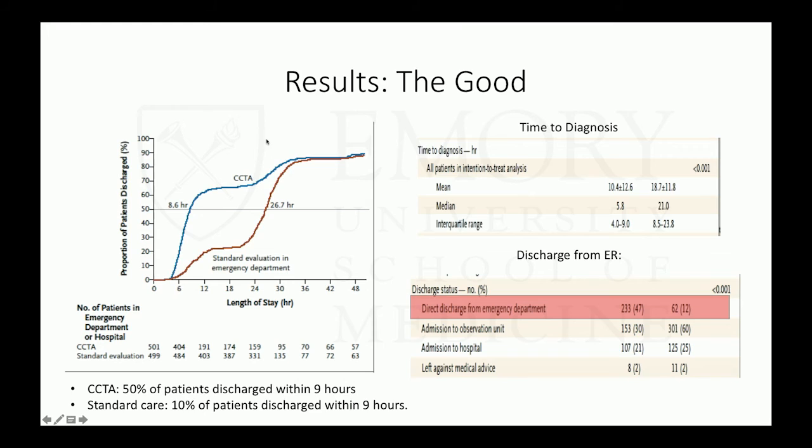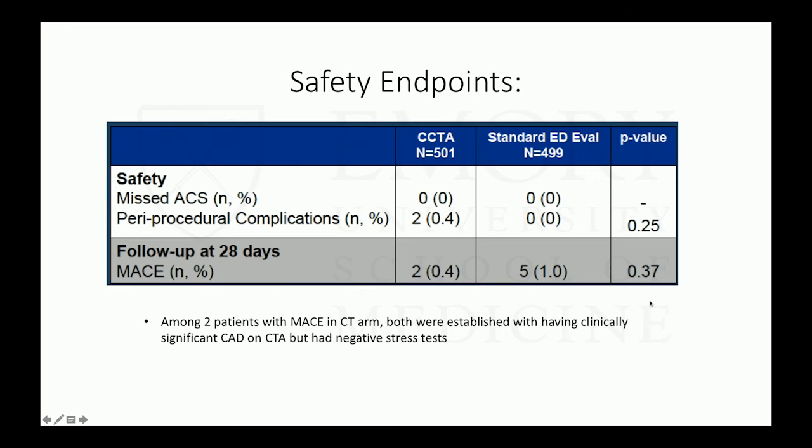And so this is a nice graph depicting that if you look at essentially 9 hours, half the CTA arm was discharged from the emergency room. Whereas when you look at the standard evaluation arm, only 10% of that population was discharged within 9 hours. About half of the patients in the CTA arm were actually discharged from the ER as well.